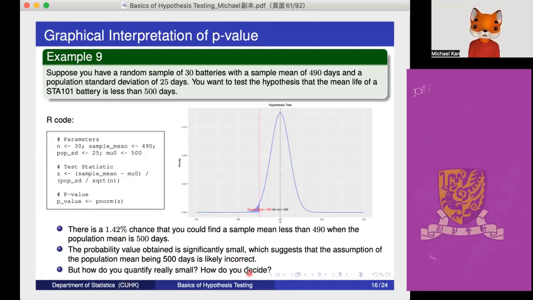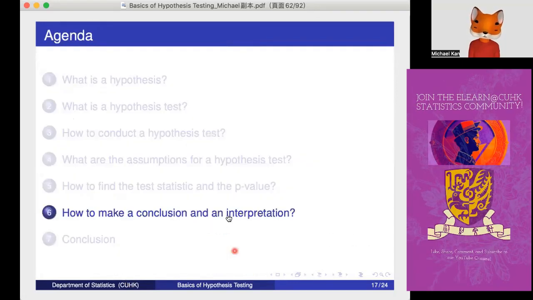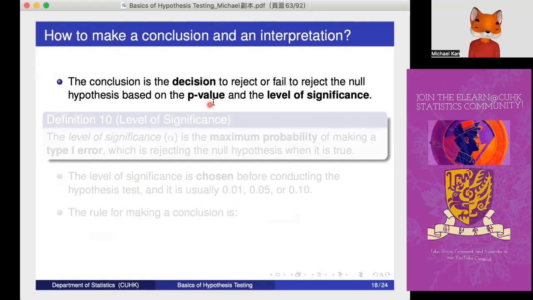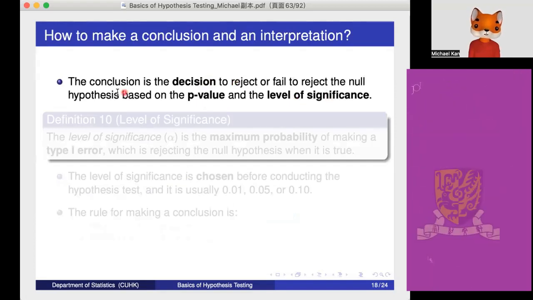So it is quite small. So we can deduce that the assumption that the population average is 500 days may be wrong. So the question is, what should I do first? How do we decide? How do we come to a conclusion and explanation?